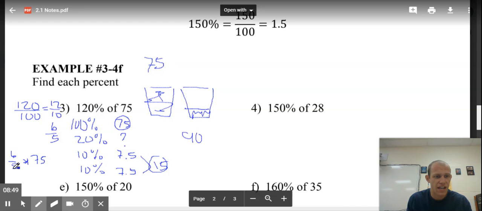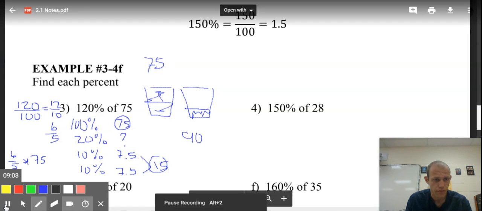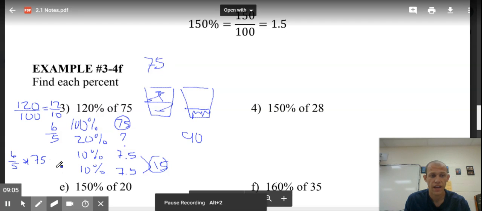So 75 divided by 5, that would be 15. And then 15 times 6 would be 90. So we still get out 90 for an answer.